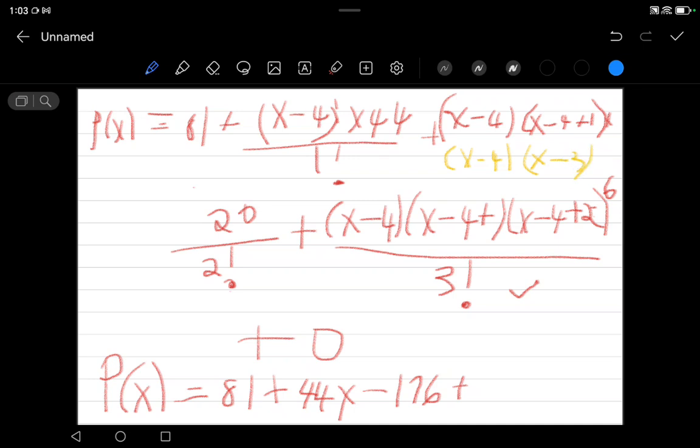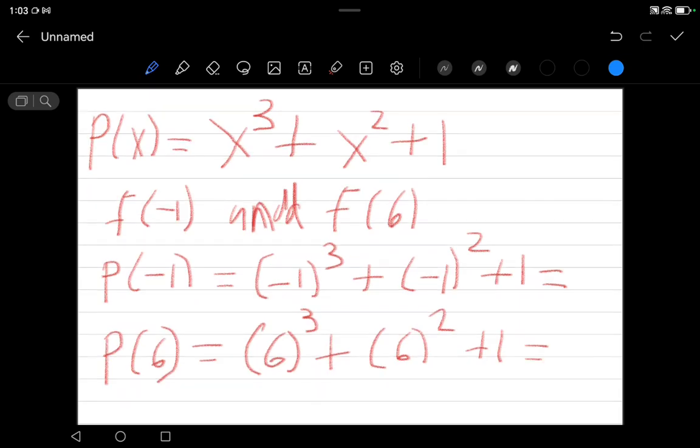Simplifying, x multiplied by x is x squared. x multiplied by minus 3 is minus 3x. Minus 4 multiplied by x is minus 4x. Minus 4 multiplied by negative 3 is positive 12. And after simplifying this, you multiply it with 20 divided by 2 factorial, and then you get your answer. I didn't write it here; you guys can simplify everything. After simplifying everything, our answer was x cubed plus x squared plus 1.